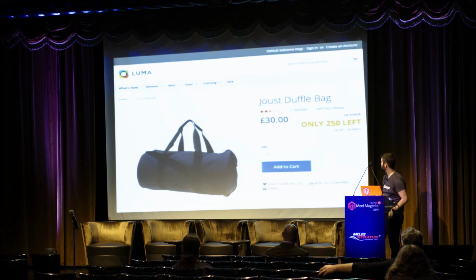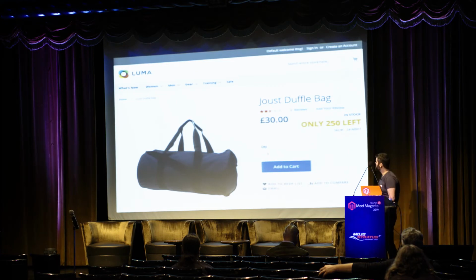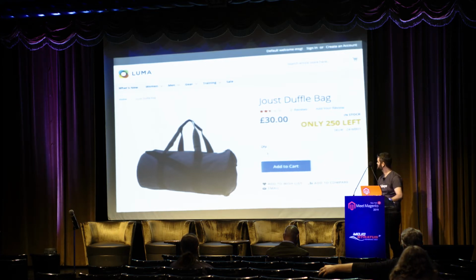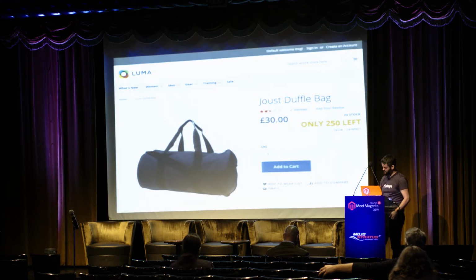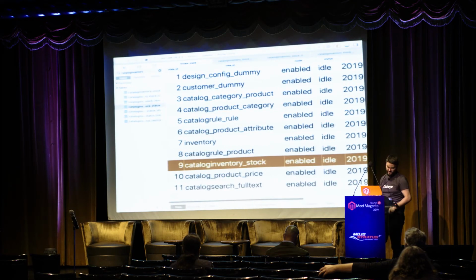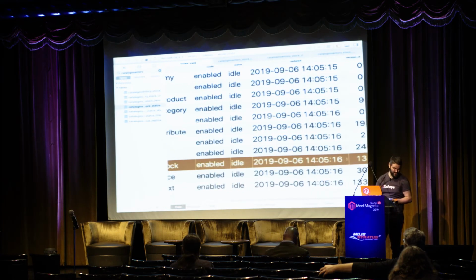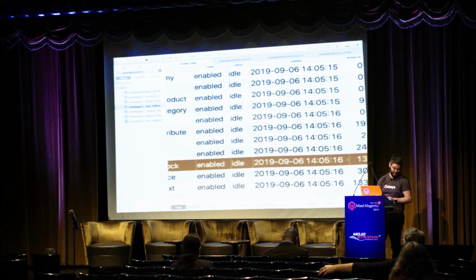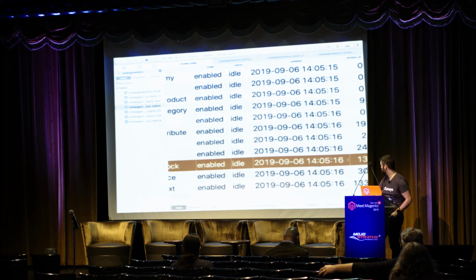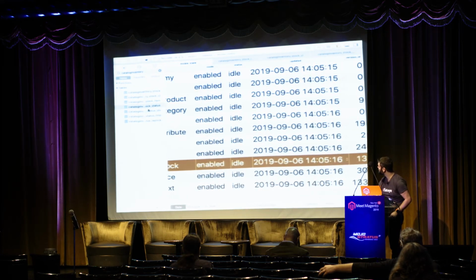So, going to use a bit of an example. This is product ID 1 in the database and sample data. Nice Joust Duffel Bag. Let me just refresh this page, actually, because it might have a different stock value since I last did it. Now, 250. Okay. Right. So, let's have a quick look at the tables. Can you just refresh this data? It's a little bit large, but just refresh this. So we have the catalog_inventory_stock_item here. It's enabled. The last ID is 13.